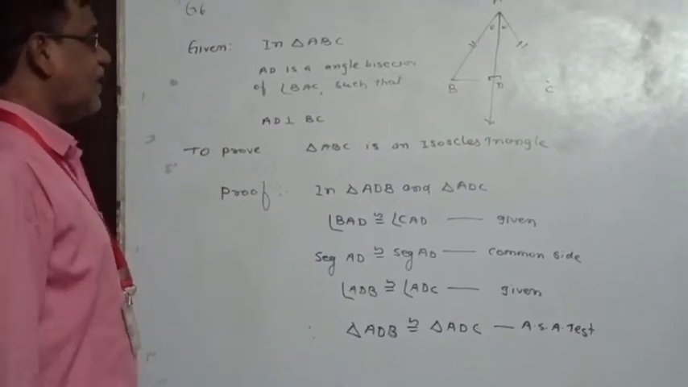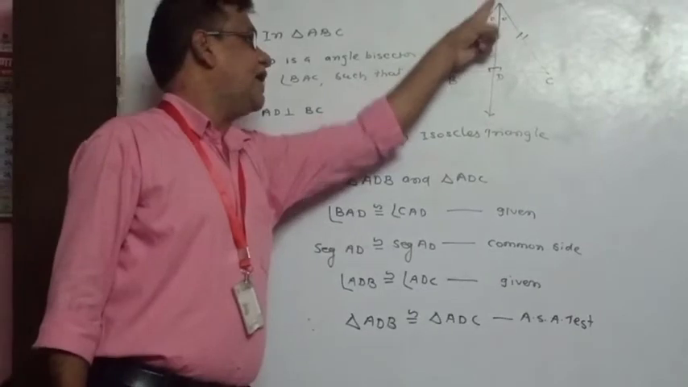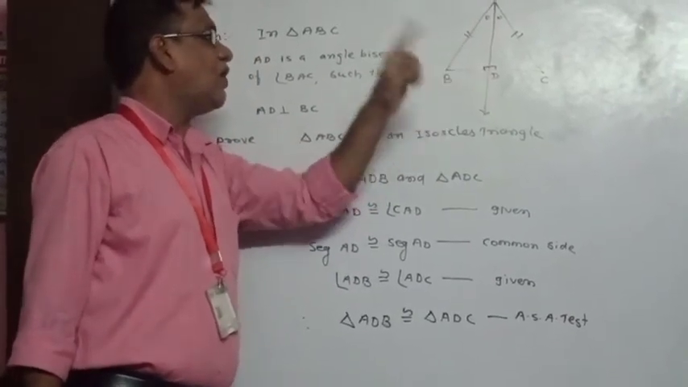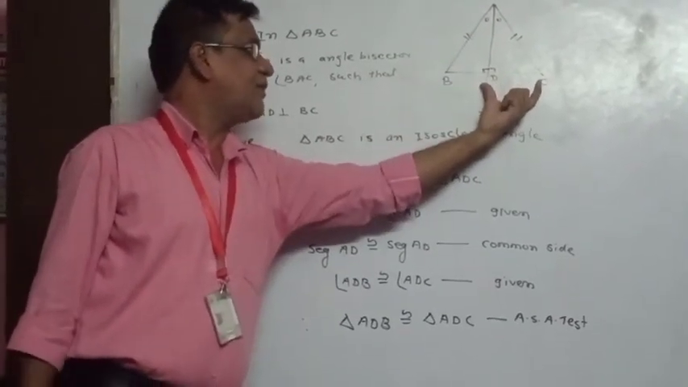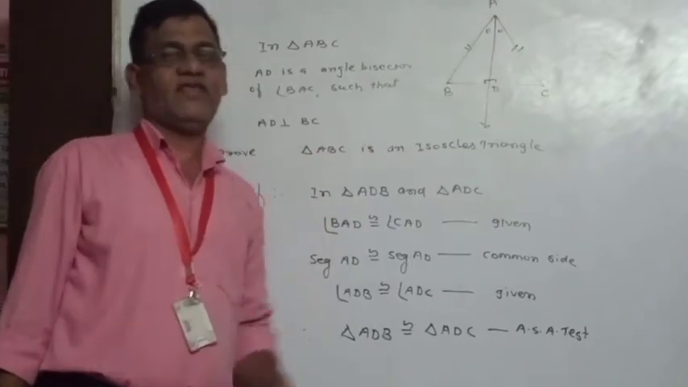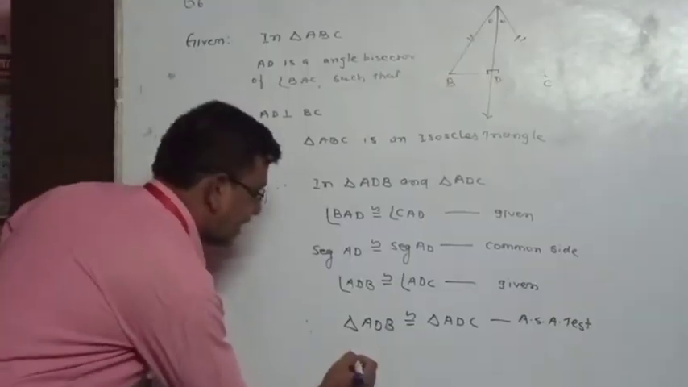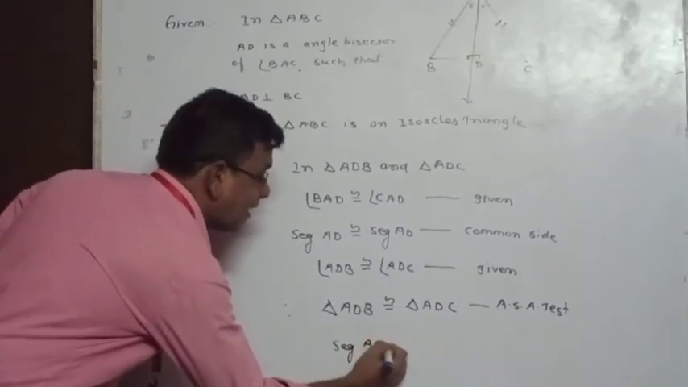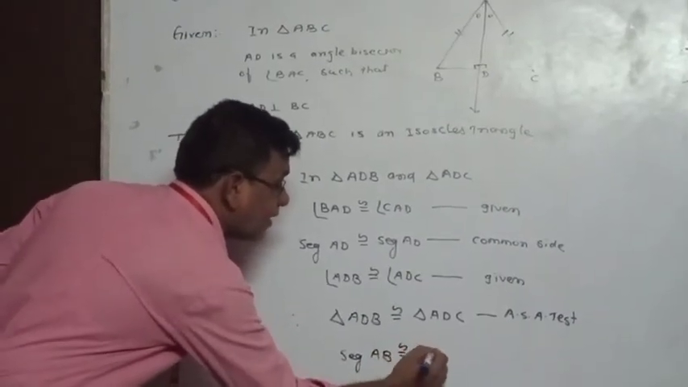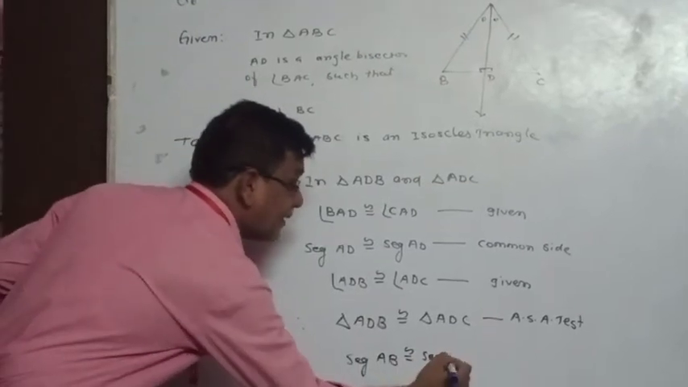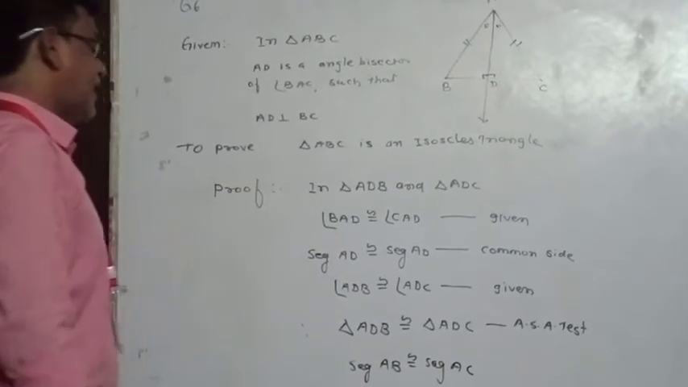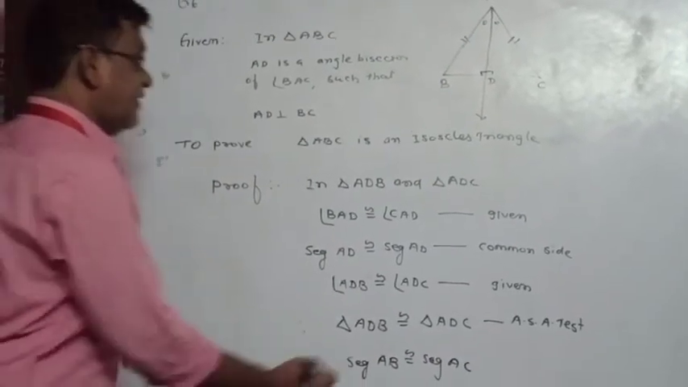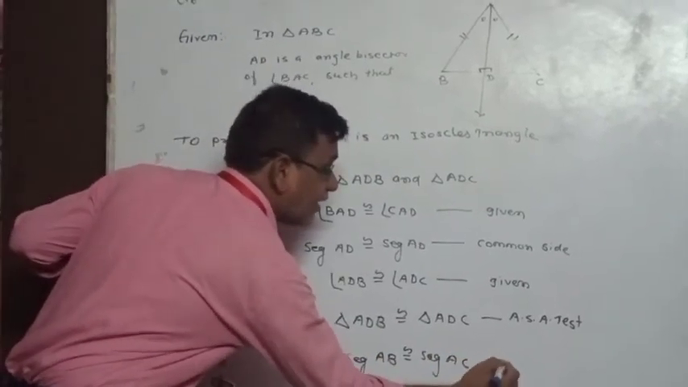Now if these two triangles are congruent, it means the remaining parts are also congruent. Which are the remaining parts? See here, AD is common. Now BD is equal to DC and AB is equal to AC. These are the corresponding sides. So you can say that segment AB is congruent to segment AC. This is equation number 1.